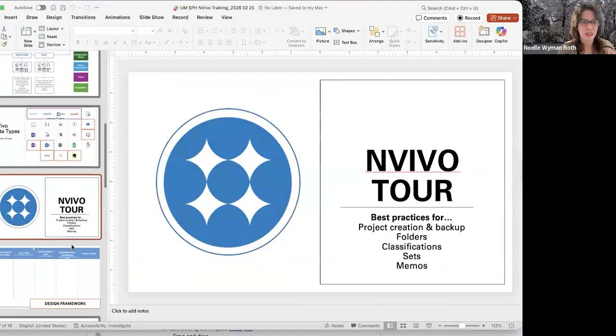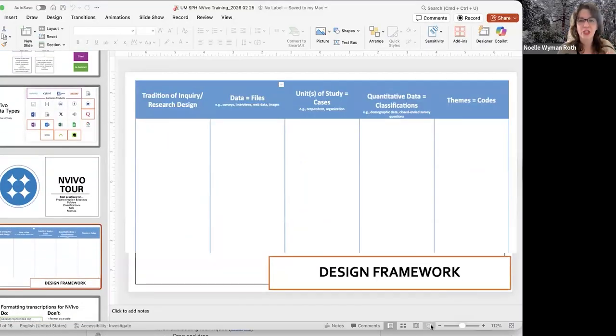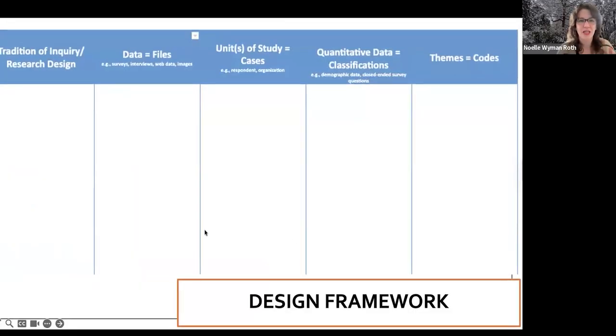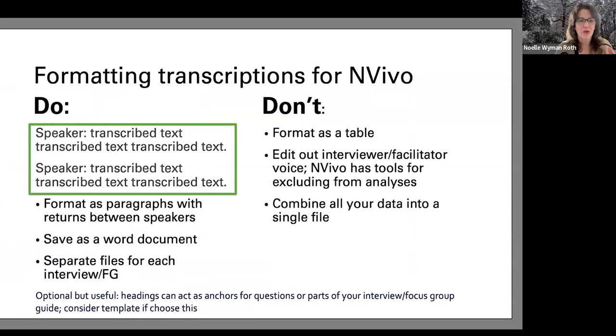Before I find my slides, I'm sharing this design framework. It can help you think about what goes where. I can get you a Word document version. I think I've moved it around since I took the screenshot, but it just helps you remember what goes where in terms of best practices in NVivo. I also have some formatting and transcription do's and don'ts saved as part of my PowerPoint, which I'll send to Alex, and you all are welcome to use that for your reference going forward.